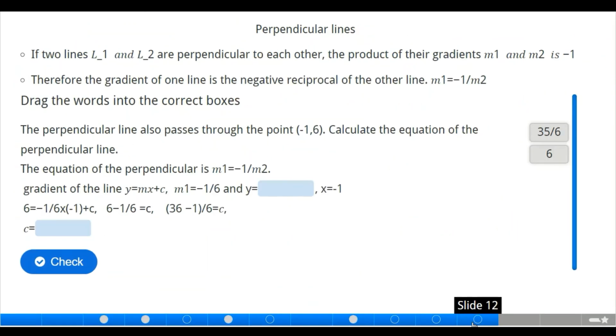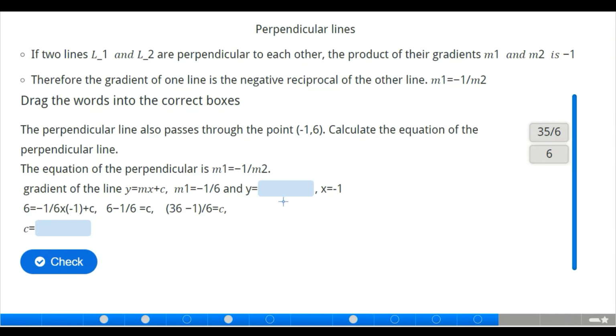So now we are looking at perpendicular lines. The rule for perpendicular lines is that m1 equals minus 1 divided by m2. That is, the gradient equals minus 1 divided by the other gradient. That's how we calculate the perpendicular line of any given coordinate. Okay, so now let's look at this example here.